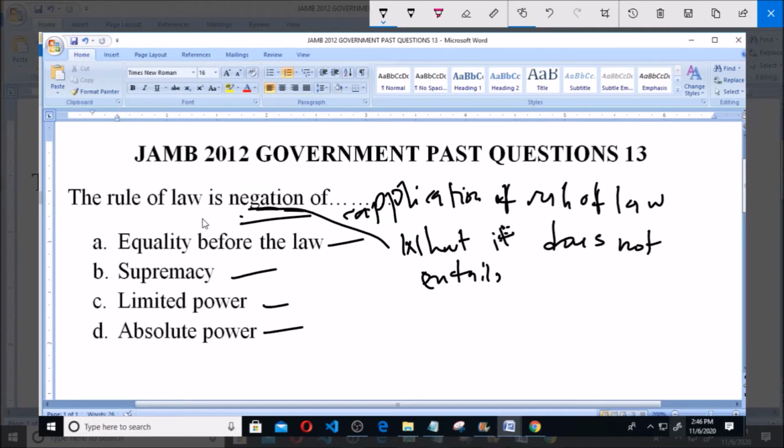The rule of law, as purported by Professor A.V. Dicey, said that the rule of law is a negation of absolute power, because the rule of law does not warrant anybody with ultimate power, because there is equality before the law, everybody is equal before the law, supremacy of the law, and so on. So it is the negation of power. So option D is correct.